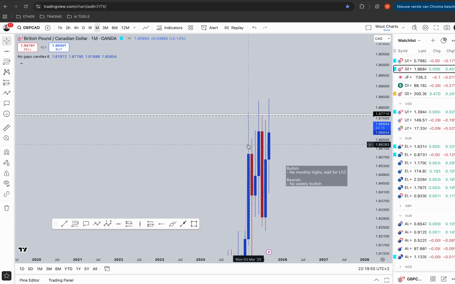So these are my setups for the week. I have a couple of other setups that still need quite some development, but for Monday and Tuesday this will be it. Good luck this week.